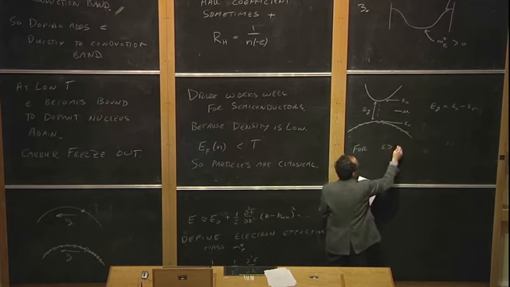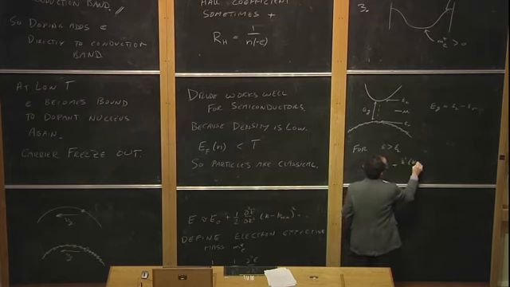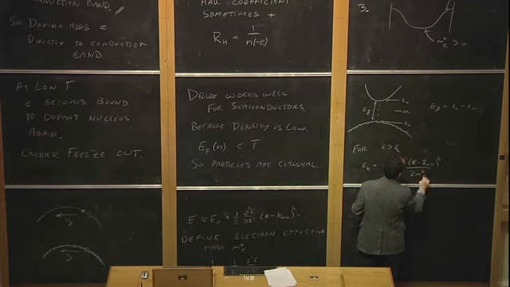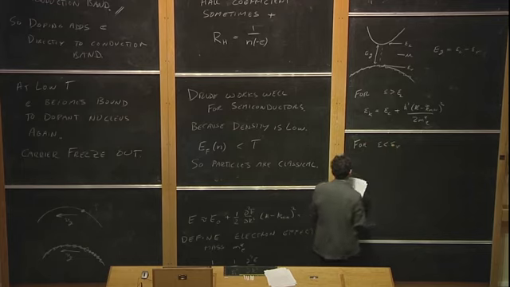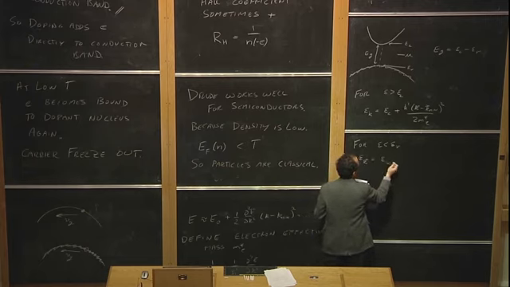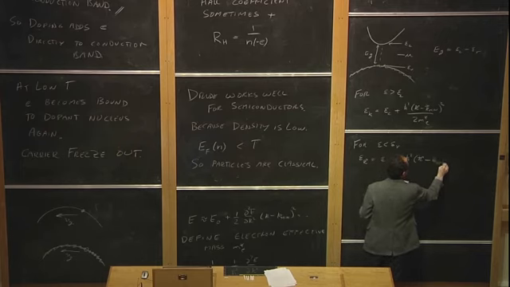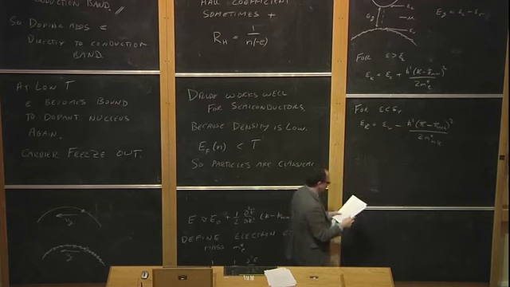So for energy greater than energy conduction, we have energy as a function of K is energy conduction plus h bar squared (K minus K min) squared over 2 m star electron. And then for energy less than E valence, we have the upside down parabola, E of K equals E valence minus h bar squared (K minus K max) squared over 2 m star hole. And m star hole, remember, is positive. So we have a negative curvature at the top of the band.